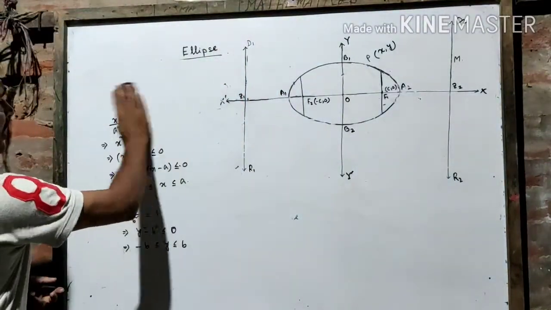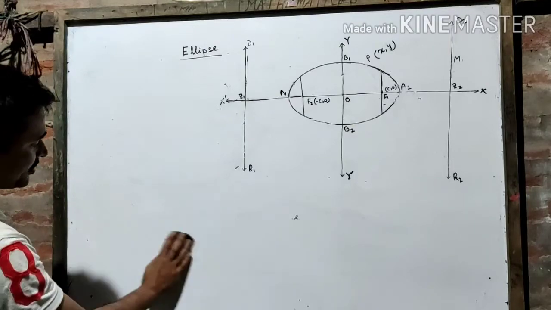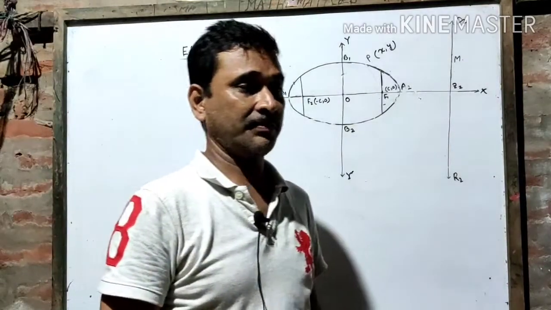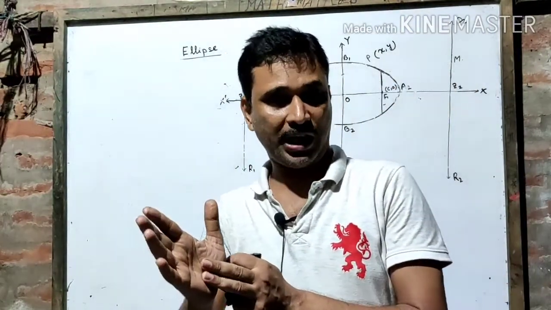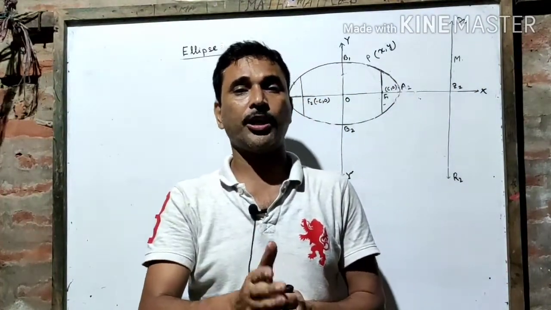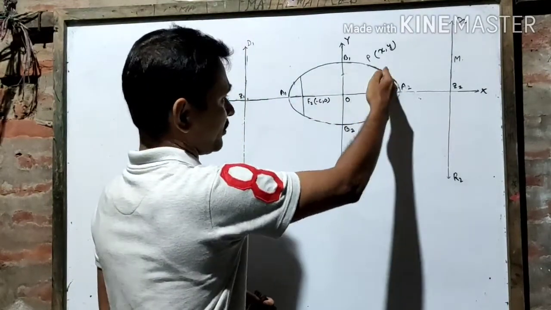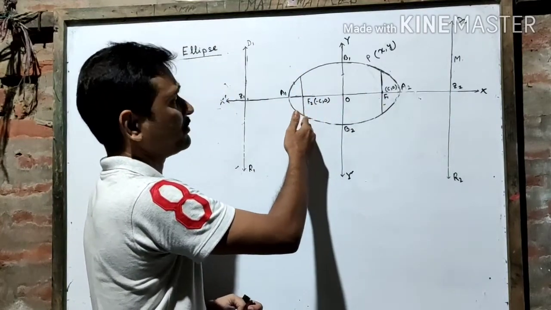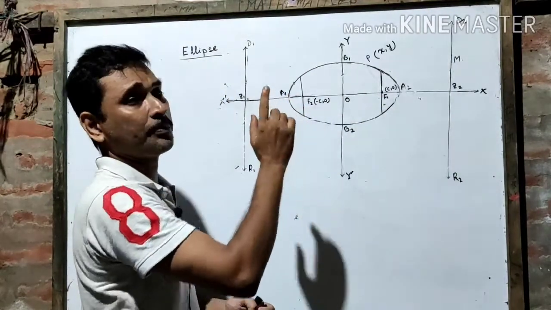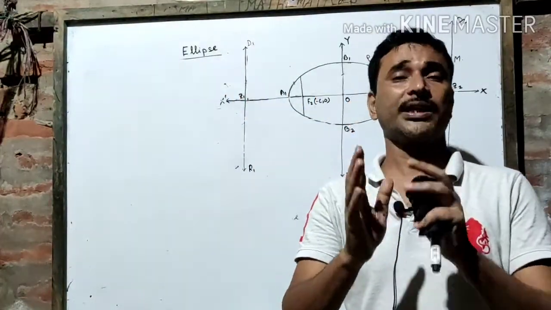Now let us try to find the length of latus rectum of an ellipse. So what is a latus rectum? Latus rectum is a focal chord. Focal chord means the chord passing through the focus. So latus rectum is a focal chord perpendicular to the axis. So this is one latus rectum and this is another latus rectum which is also a focal chord perpendicular to the axis. Thus an ellipse has two latus rectums.